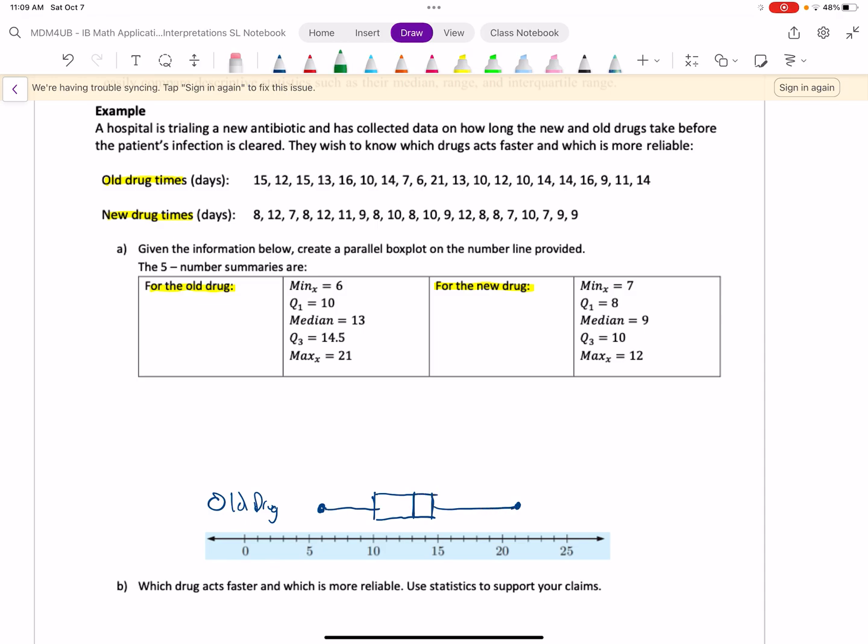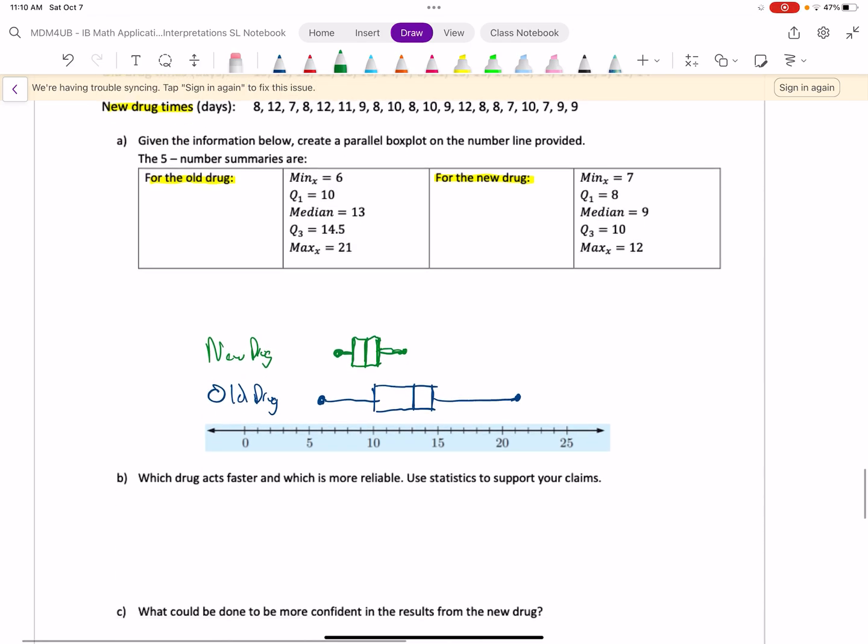And then my new drug, min is 7, Q1 is 8, it's really close, median 9, Q3 10. So really tightly packed box plot. And my max is 12. Like that. Great. So you can clearly see here from a visual representation, not a very good whisker plot there, but we've got a good indication of the spread of this.